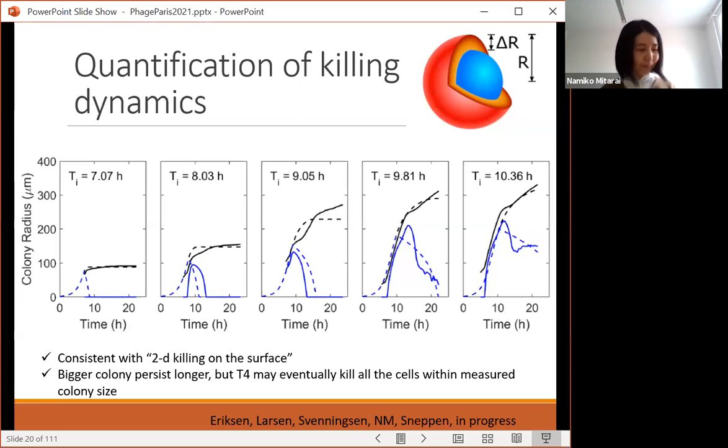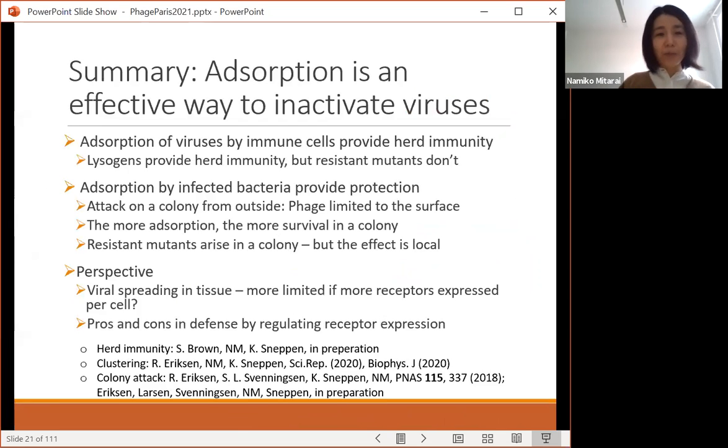so that the protection mechanism seems to require a much bigger colony than what we have been trying to do. But that's basically the end of what I prepared.